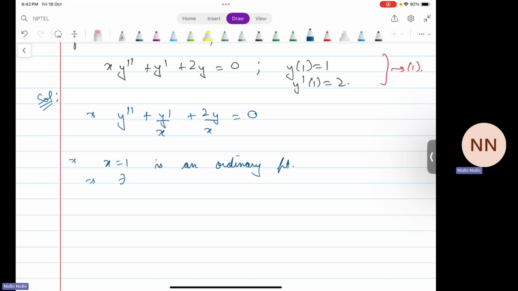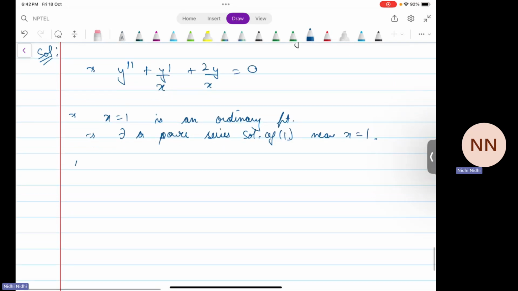This implies there exists a solution. There exists a power series solution of first near x equals to 0. So we will start with assuming y to be some power series, summation from 0 to infinity Cn (x minus 1) to the power n.